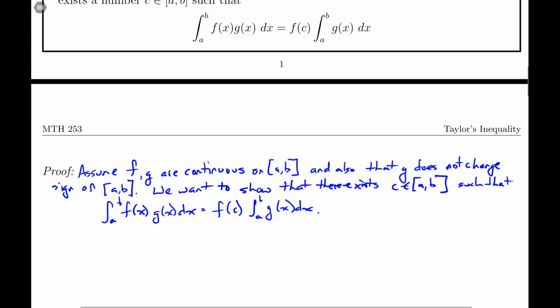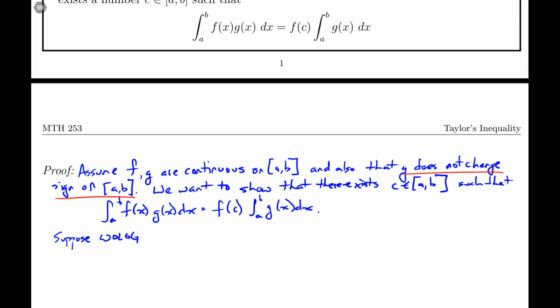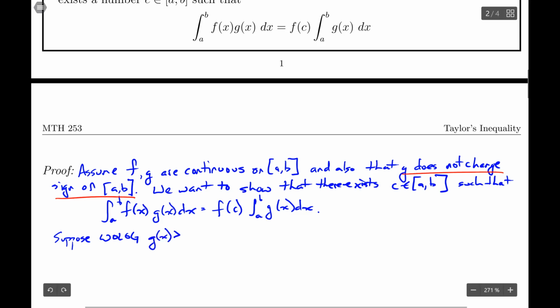So, we know that this function g does not change sign. So, let's suppose, without loss of generality, this is a big statement in math that says we can assume this and it doesn't actually change anything, that g of x doesn't change sign and that it stays either positive or 0. It doesn't go to negative though.